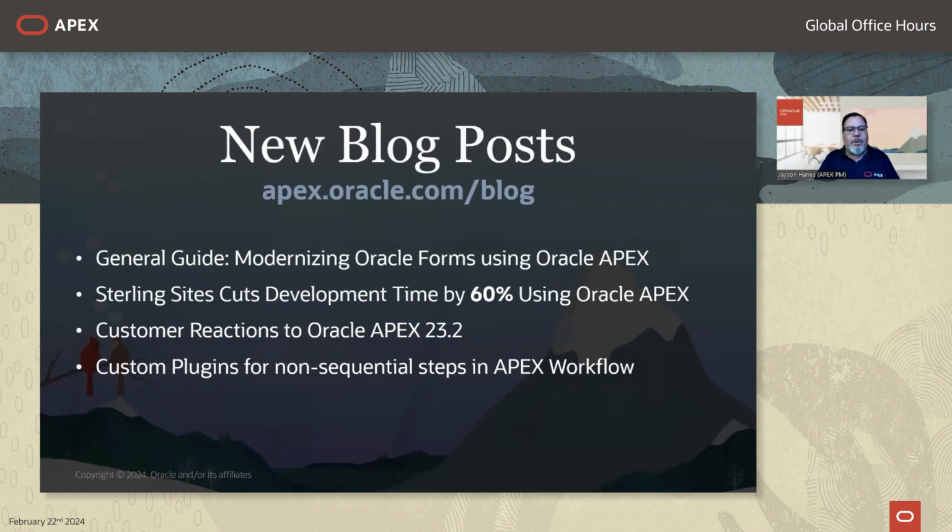We have a variety of new blog posts to tell you about. There's a general guide for modernizing Oracle Forms using Oracle Apex. Sterling Sites cuts development time by 60% using Oracle Apex. That's like a success story. There are customer reactions to the new features found in Oracle Apex 23.2, and another blog about custom plugins for non-sequential steps in Apex workflow. So if you're going to be using the new Apex 23.2 workflow feature, that's going to be another great little resource to learn how to do non-sequential steps in workflow, because it's not always that cut and dry.